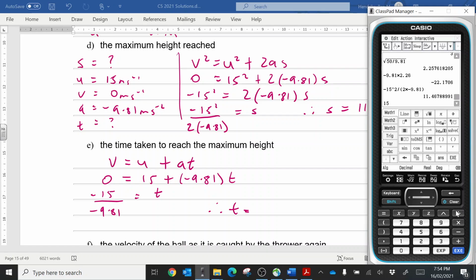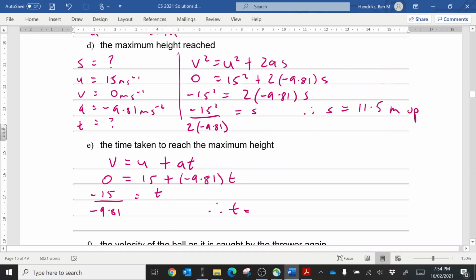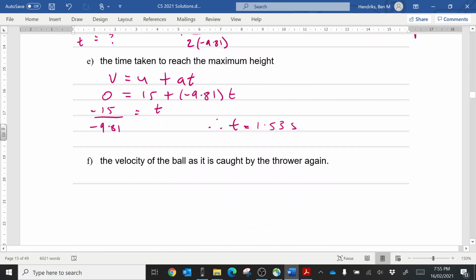15 divided by 9.81. When you do this, the minus signs cancel out, so you don't have to put them in your calculator. So t is 1.53 seconds.